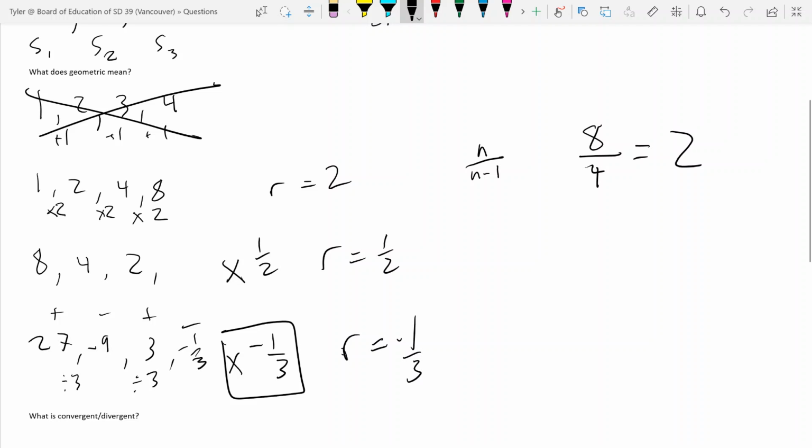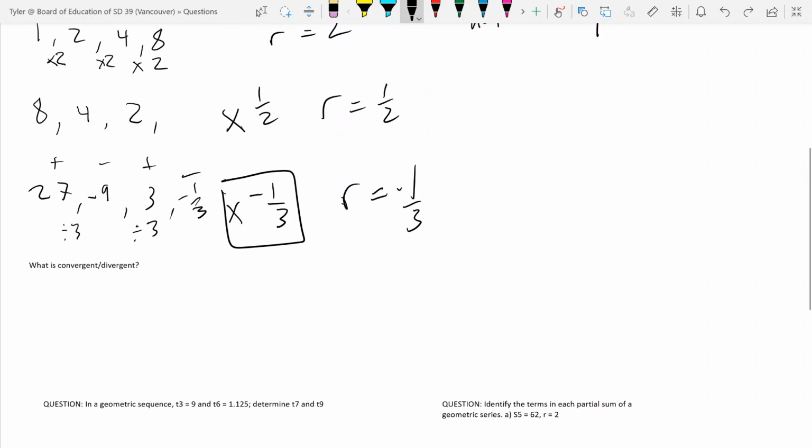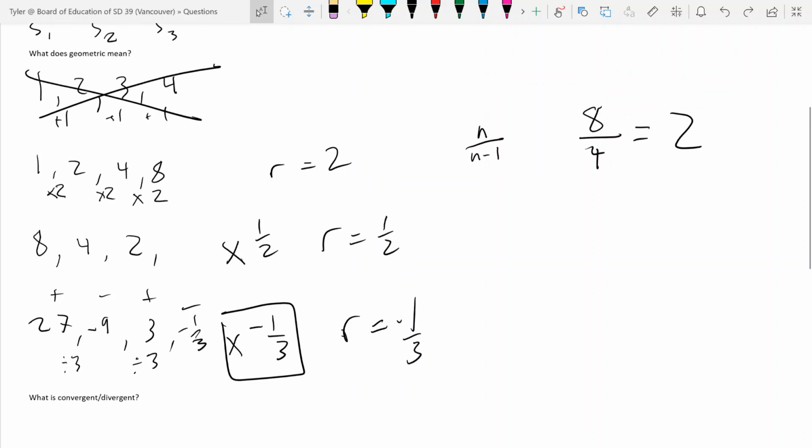So being able to identify what the R is when they give you a pattern is really important, as well as knowing what they talk about when they say series or sequence. Convergent and divergent. We can look at these patterns to kind of figure out what that means. Converge means to come together, to get closer. Divergent means to go apart, far away.